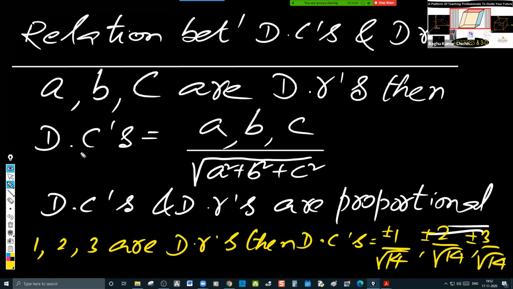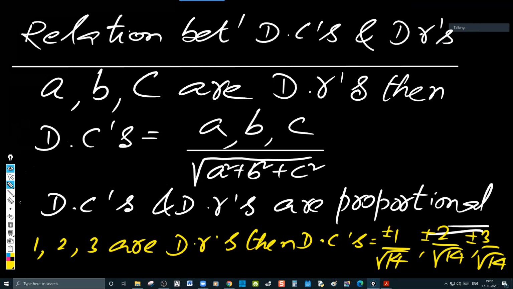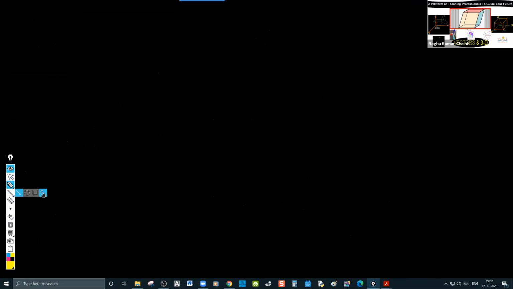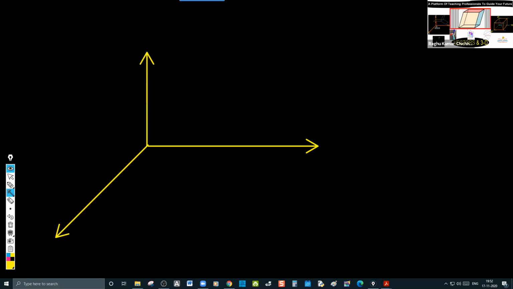And very importantly, what is that you have to understand? How do we understand this geometrically? That's also important. See, for example, if you have x-axis, y-axis, and z-axis, and DCs are given to be L, M, N, as usual the notation for DCs. And you have to understand that there is a line, let me say.